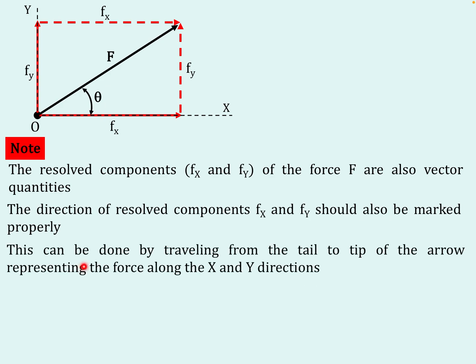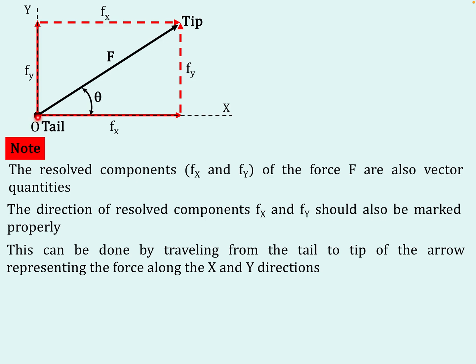So to get the direction, we have to travel from the tail to the tip of the arrow to get the directions for x component and y component. Here it is so simple, because the force is acting like this, the x component should be to the right and y component should be upwards. But in some cases, when we are dealing with many forces simultaneously, the resolution should also be perfect, the direction should also be properly marked. To avoid any confusion, we can do this simple job: travel from the tail to the tip. So this point of application is called the tail of the arrow, and this point we call the tip. So start traveling from the tail to the tip in the direction of resolved components.